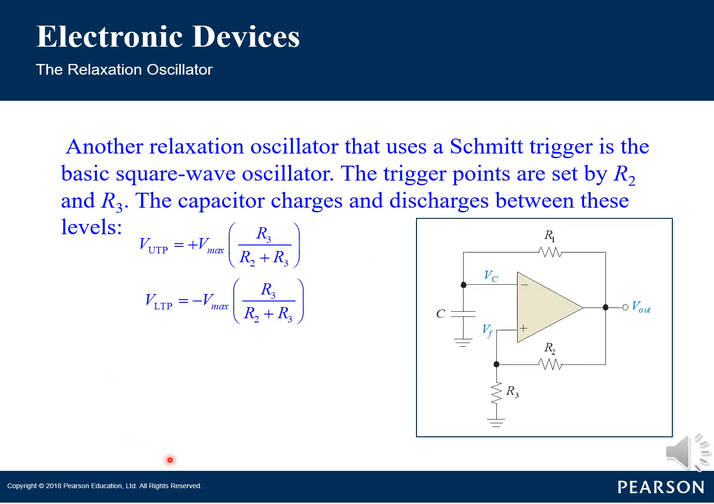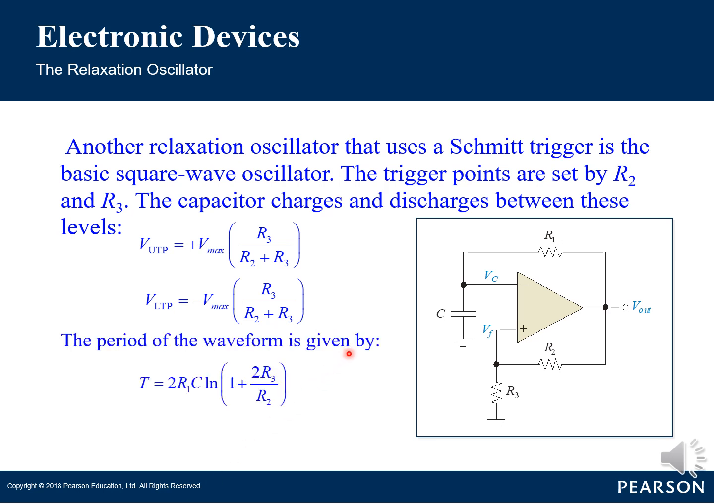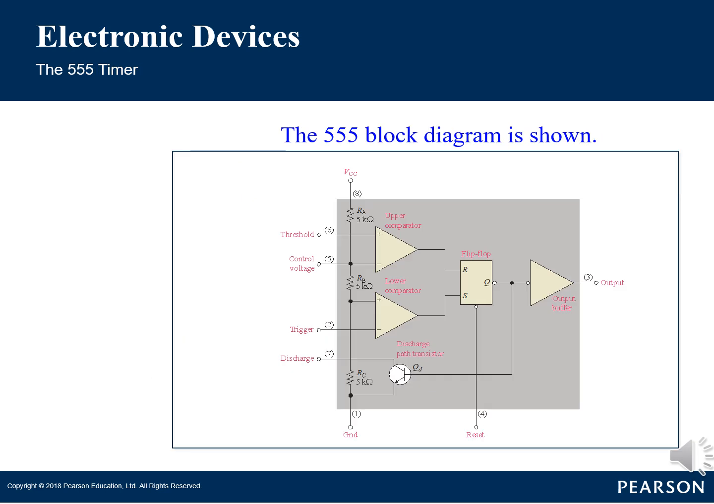Another relaxation oscillator that uses a Schmitt trigger is the basic square wave oscillator. The trigger points are set by R2 and R3. The capacitor charges and discharges between the following levels of VUTP and VLTP. And the period of the waveform is given by T equals 2R1C times ln of (1 plus 2R3 over R2).